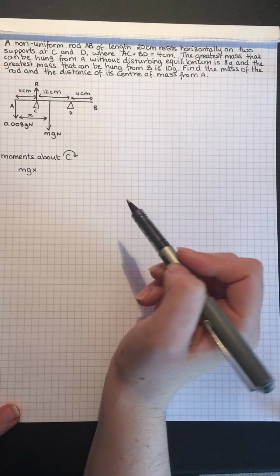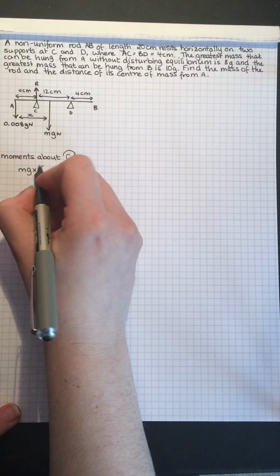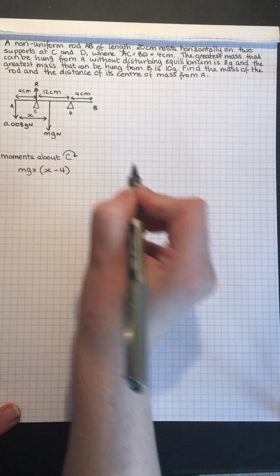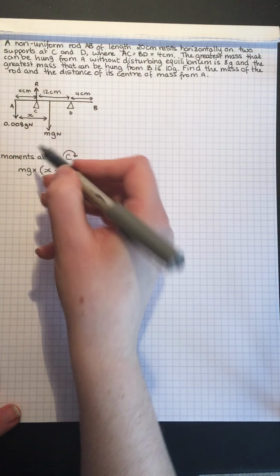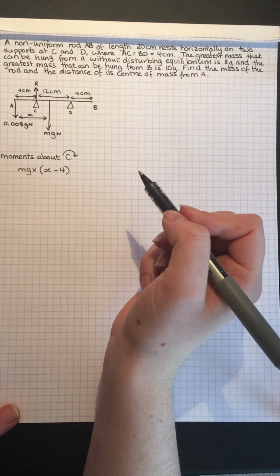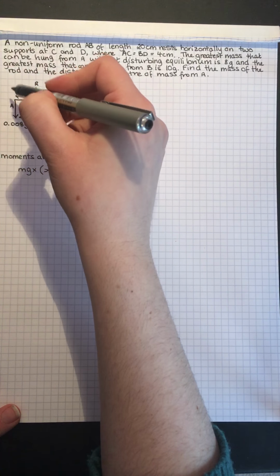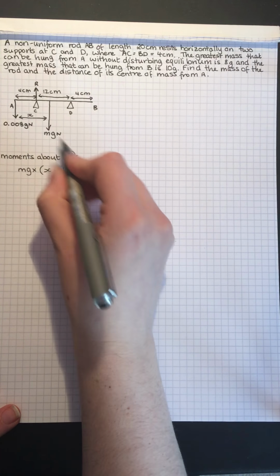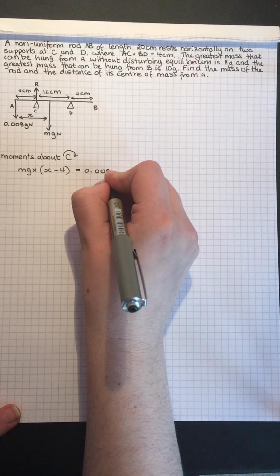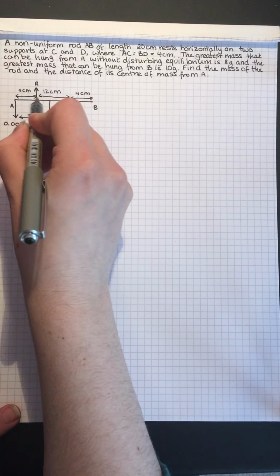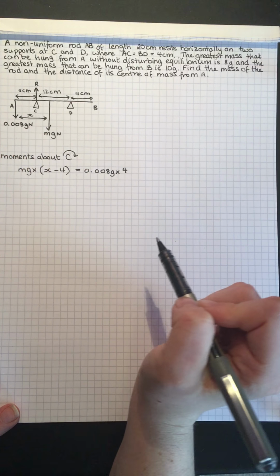So we're going to say that this distance is x minus 4. That's the distance of the weight force from C. Now, that's the only clockwise moment that we have. So now thinking about anti-clockwise, it's going to be equal because it's in equilibrium. We are going to have this force of 0.008 G, and that's just going to be times by 4. So again, everything in centimeters, it's fine to keep that as 4.